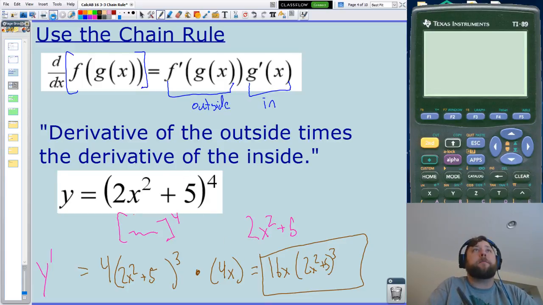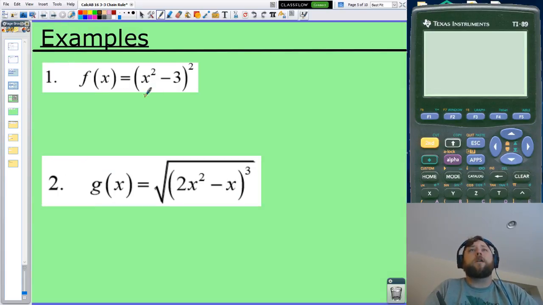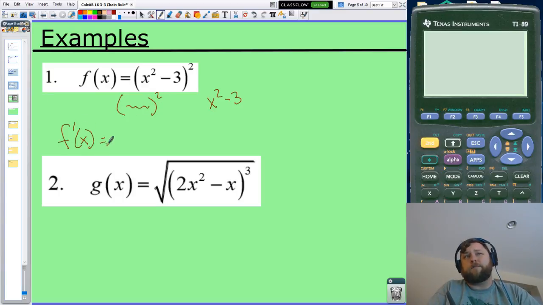Let's do some other examples. So you want to identify what's the outside and what's the inside. In this case, the outside is something squared, and the inside is x squared minus 3. So if I want to find the derivative f prime of x, it's the derivative of something squared, which is 2 times that something, so (x squared minus 3), times the derivative of the inside, which is 2x. I could clean it up. Nah.